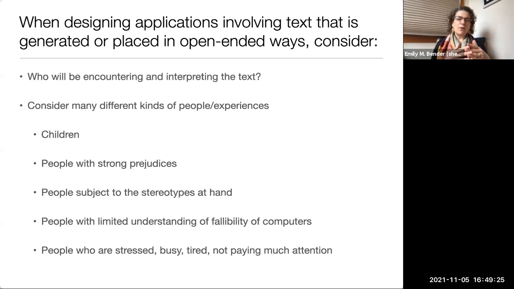So what happens when it's a child who's encountering this? What happens when it's a person with a strong prejudice that they may be seeking to get comfort that they're right, in air quotes? What if it's someone who is subject to the stereotypes being reflected back to them? What if it's someone who has limited understanding of the fallibility of computers? Or what if it's someone like me in my nurse helpline example, who actually is pretty clear on the fallibility of computers, but is stressed or busy or tired, or for whatever reason, not paying that much attention to what's going on in the particular sourcing of the information?